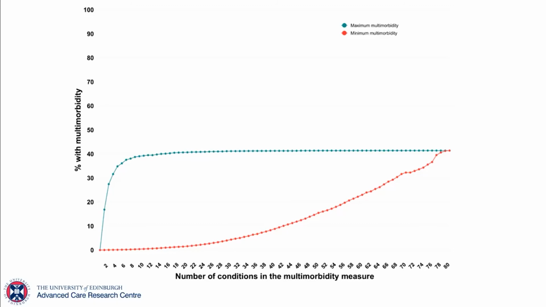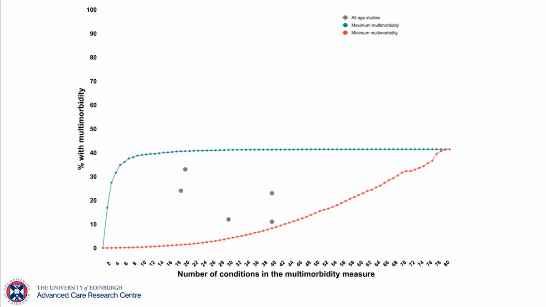Okay, so we would say, the prevalence of multimorbidity, if you're going to use these 81 conditions, you can get any prevalence between these 2 lines. If you go back to the systematic review and say, well, okay, this is the whole population, all ages, what prevalence of multimorbidity did whole population studies observe? Then you get 5 studies in the middle. And they all sit in the middle.